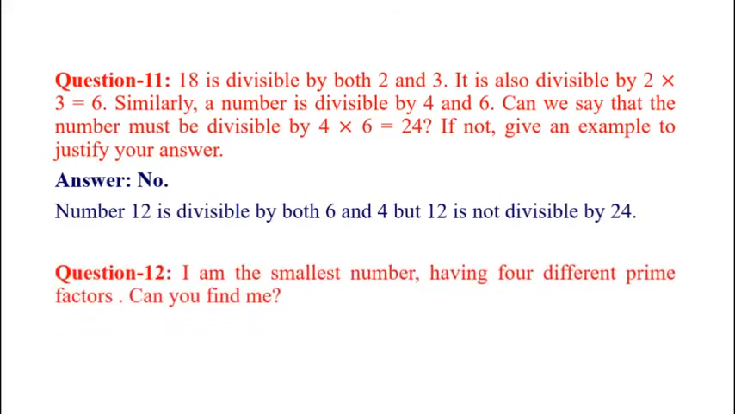Then question number 12. I am the smallest number having 4 different prime factors. Can you find me? Yes, the answer is 2 into 3 into 5 into 7, that is equal to 210. So 2, 3, 5, 7 are the smallest prime numbers in increasing order. The smallest prime number is 2, then 3, then 5, then 7. So their product is 210. So the answer is 210.